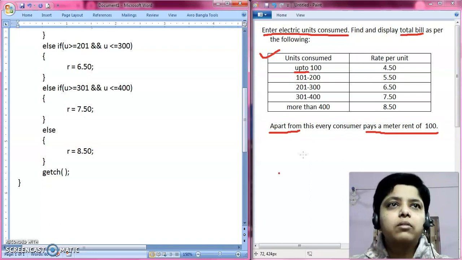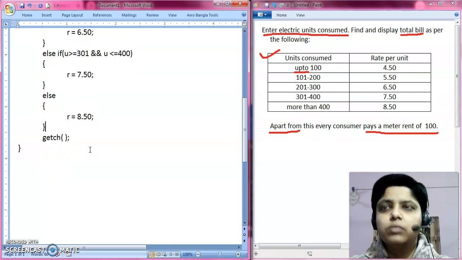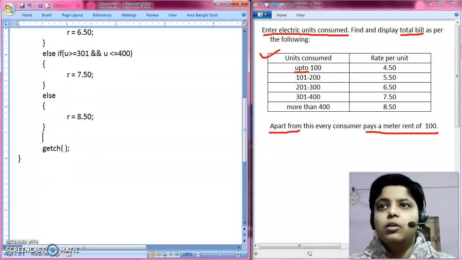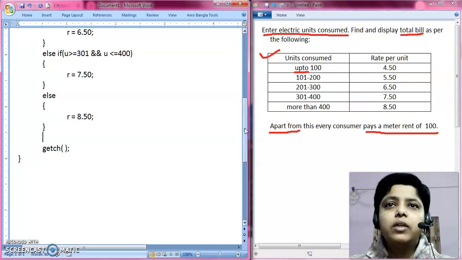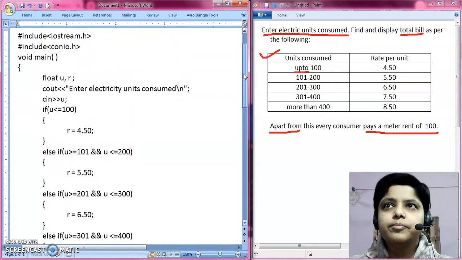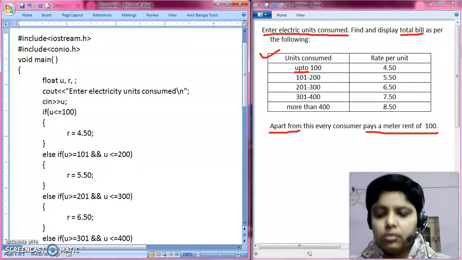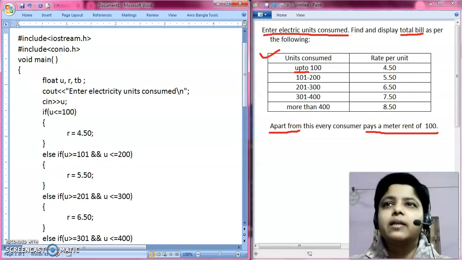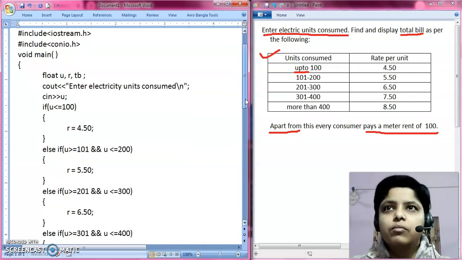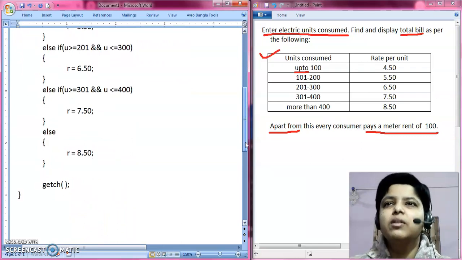Now I have to calculate the total bill. So I am scrolling down some. For the total bill, I have not declared any variable yet, so I am going to declare it first. All are float, so why not this? I am taking total bill as TB. You can write B also. You can use any variable name, but give it a meaningful name.